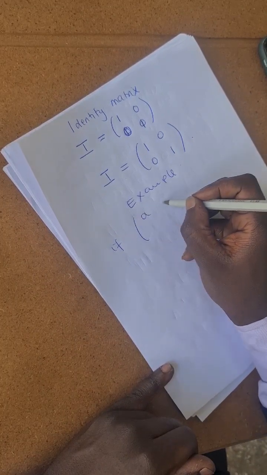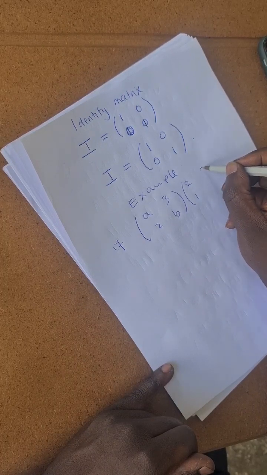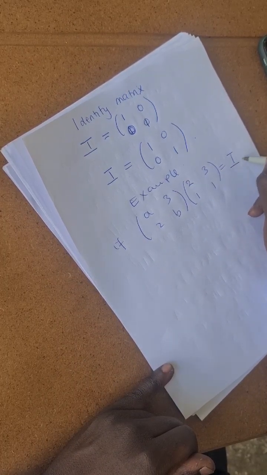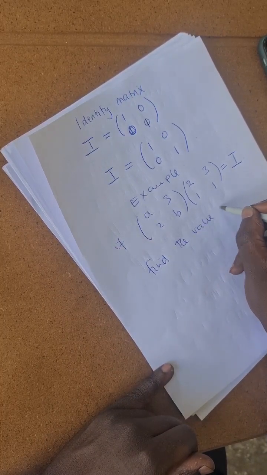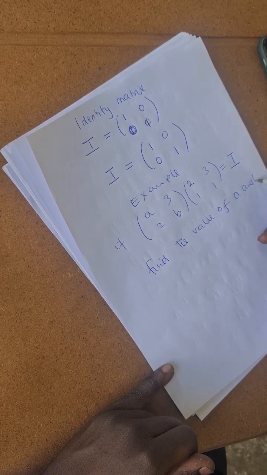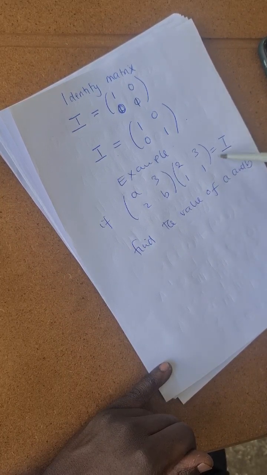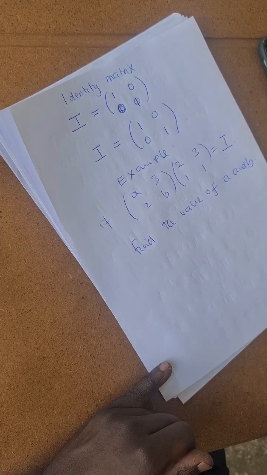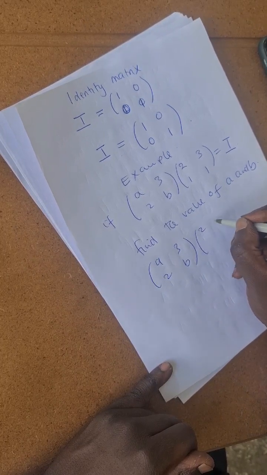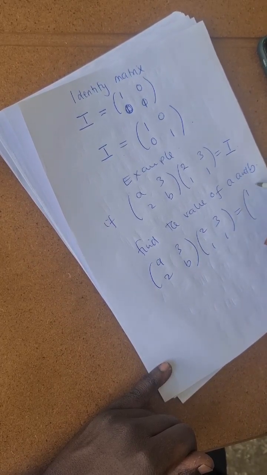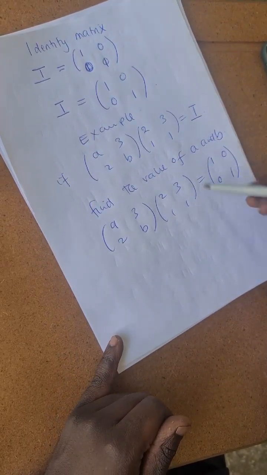Usually it works with examples like, let's say, the matrix A 3 2 B multiplied by 2 1 3 1 is equals to I, and then they say find the values of A and B. You just know that you don't have a matrix on the right side, but it's I. That means the matrix that you're supposed to write there is an identity matrix. So we say A 2 3 B multiplied by 2 3 1 1 is equals to 1 0 0 1, since we know that the identity matrix is this one.